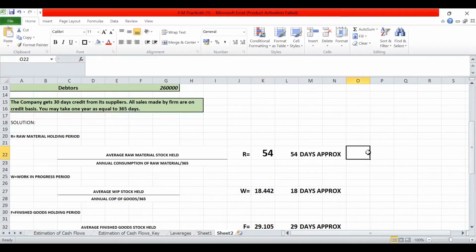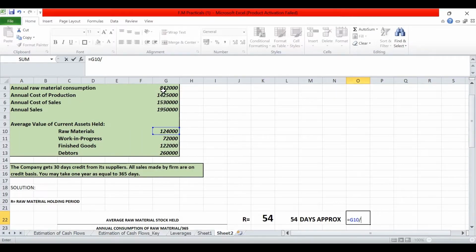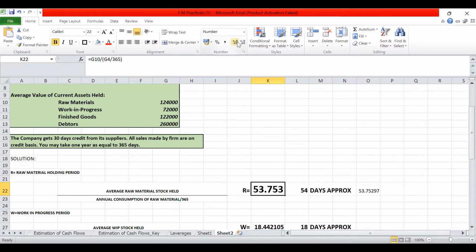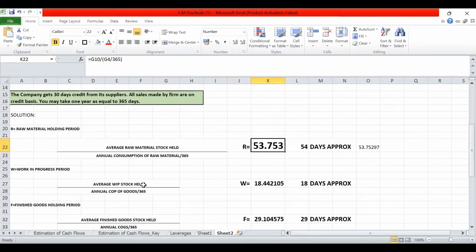So we can do it here. So is equal to average raw material stock held divided by annual raw material consumption into, directly you can multiply 365 and you will get the same answer, that is 54 days approximately, right? So even if you see this, you will be getting the same answer. Then work in progress period is average WIP stock held divided by annual cost of production of goods divided by 365. So this division of 365 is in the denominator.